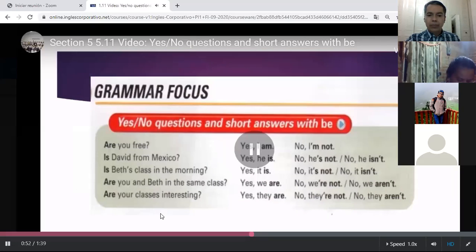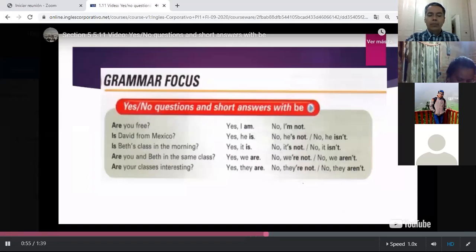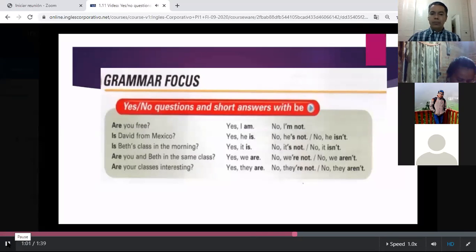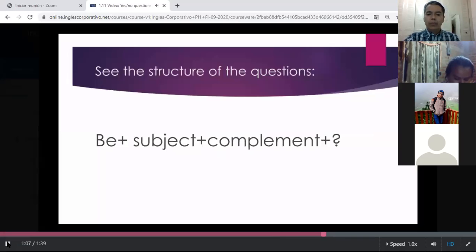Take a look at the questions in the chart again. Are you free? Yes, I am. No, I'm not. Is David from Mexico? Yes, he is. No, he's not. Or no, he isn't. See the structure of the questions: B plus subject plus complement plus question mark. Keep in mind the verb be will depend on the subject we're talking about. Also, when answering in affirmative, you have to always say yes, he is, yes, we are, yes, you are. Your answer should not be just yes. You do the same with negative answers. When your answer is no, you have to answer by saying no, he's not, or no, he isn't.